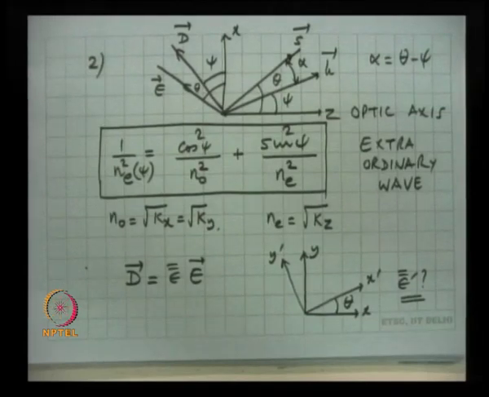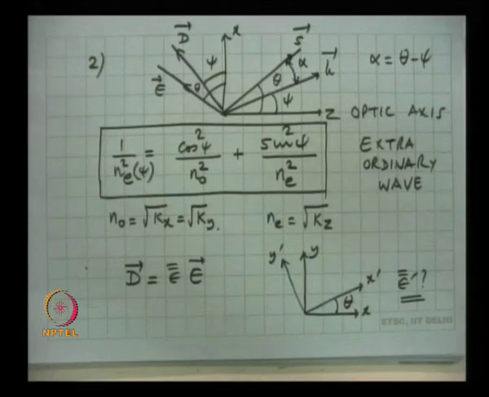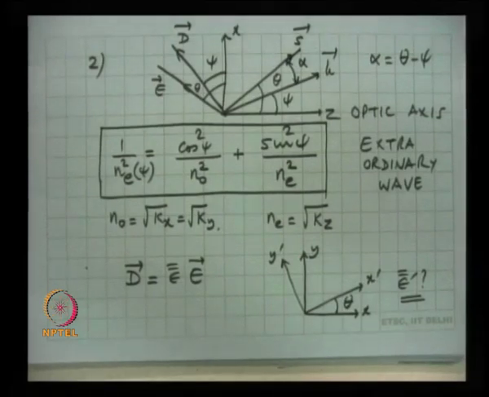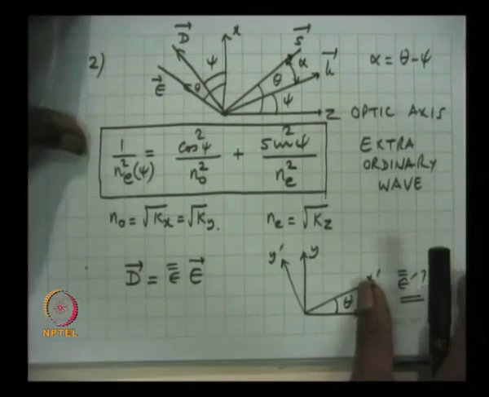For what values of psi is alpha 0? 0 and pi by 2. If psi is 0, I propagate along the optic axis, and k and s are parallel. If psi is 90 degrees, k and s are again parallel, and in between alpha is finite. So, there must be a value of psi at which alpha must be maximum. So, what I would like you to do is please find out the angle alpha.